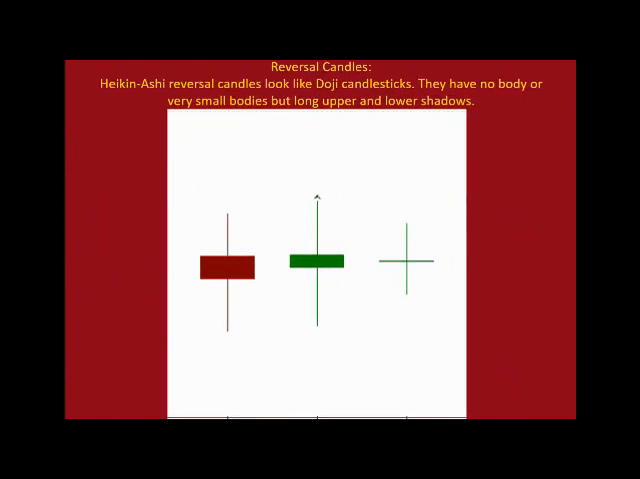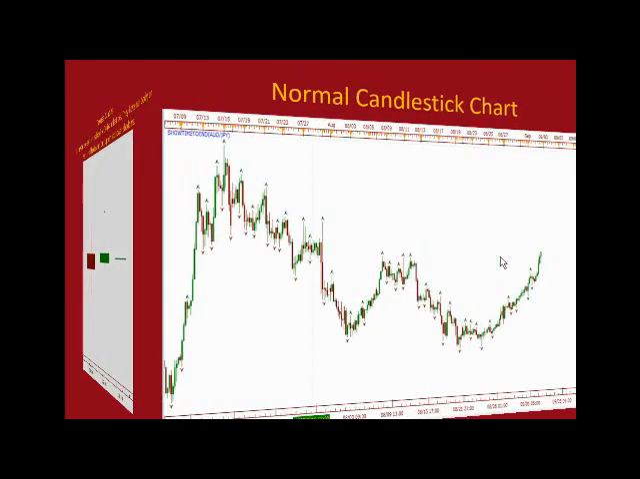And then reversal candles. Heikin Ashi reversal candles look like doji candlesticks. They have no body or very small bodies, but long upper and lower shadows. So there you see these small bodies and no body, but they have wicks on both sides. They look just like regular indecision candles that we see on the normal price charts.